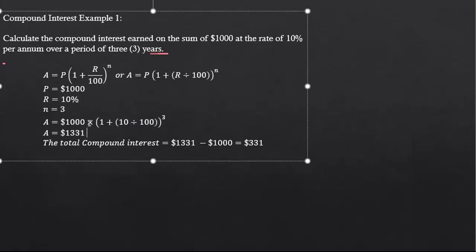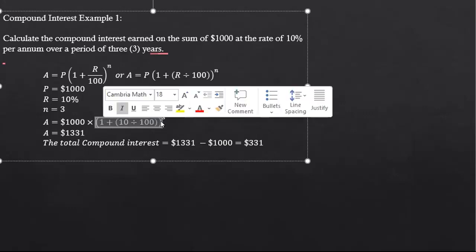Any questions? So how are we working out that 3? We get the 3 from the question here. This is 3 years. It means that everything that is in this bracket here is multiplied by itself 3 times.